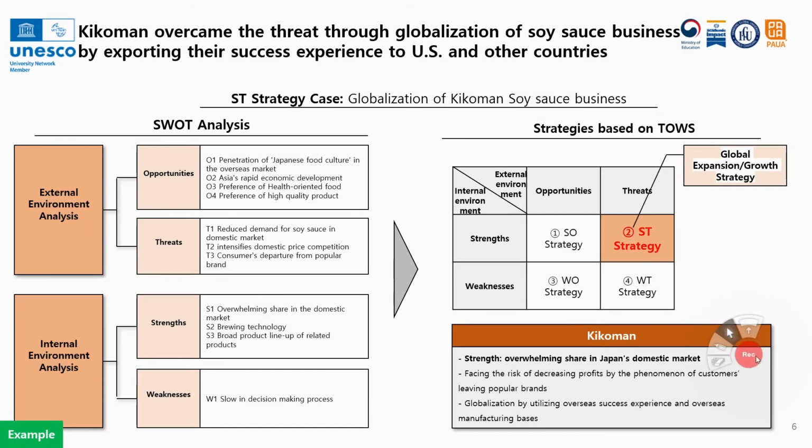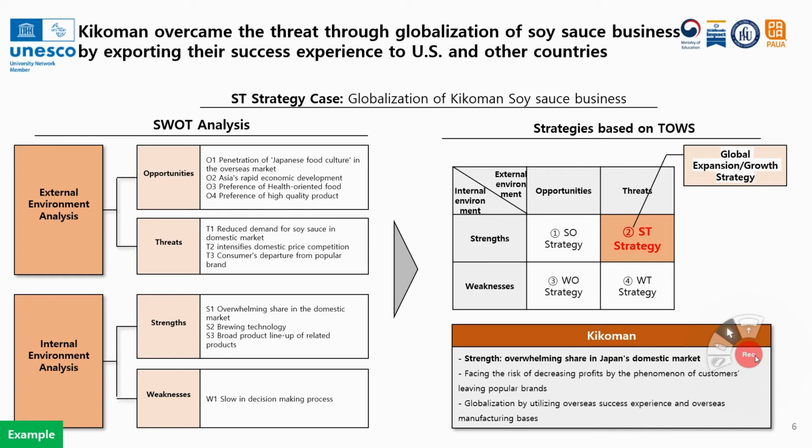Now let's have a look at another case. It's the case of Kikkoman. Kikkoman is a soybean sauce producer from Japan. Japanese people enjoy eating the soybean sauce, and now there are some limitations in terms of the growth in the domestic market. So Kikkoman went to the overseas markets. They globalized their businesses, and that was so successful.